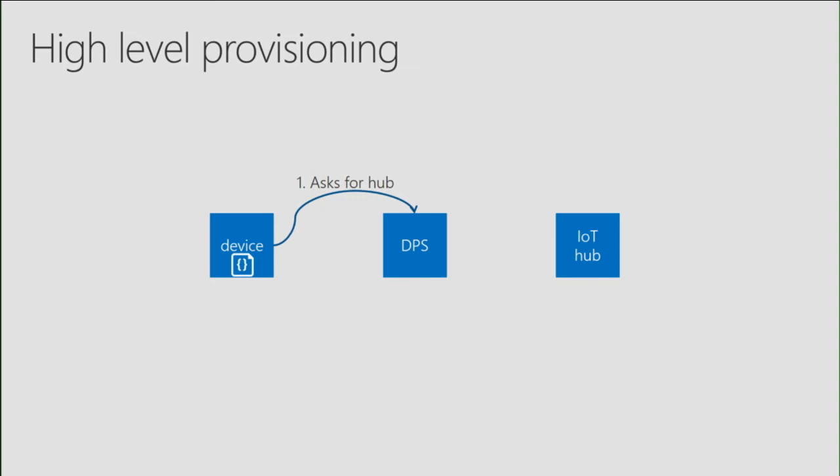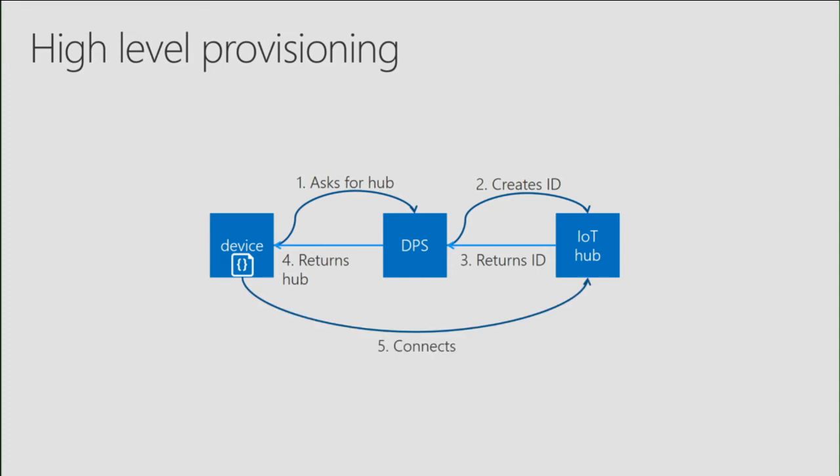It goes, hey, device provisioning service. Who am I? Where do I go? DPS goes to IoT Hub, creates that device identity. IoT Hub returns that ID. DPS gives that ID back to the device. And now the device can connect to IoT Hub and receive information from IoT Hub. Now, that's the very high level, 100, 200 level.